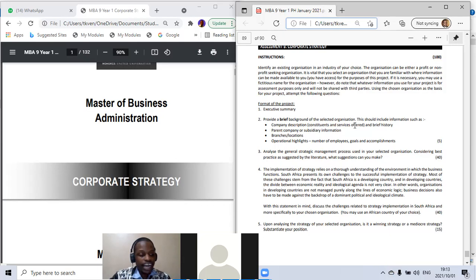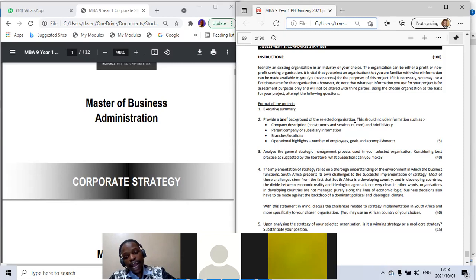Essentially, what you're supposed to do with the executive summary is you are going to write it at the end after you've completed your assignment. So what you're going to do is you're going to basically summarize what your assignment is all about. So it's just basically a summary or an abstract of what your assignment is all about, providing the necessary information for someone to just have a brief background of what the assignment is all about without reading it.